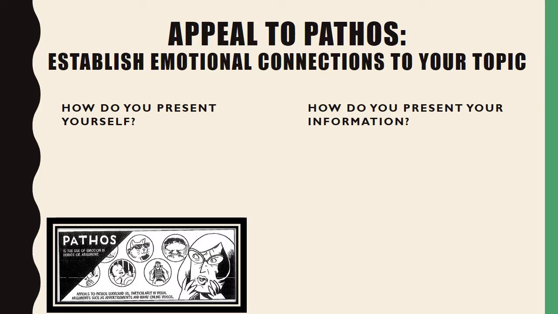Next, we want to talk about pathos, and pathos is all about establishing emotional connections to the topic. If you've established yourself as an authority, that's one thing, but it doesn't necessarily make anybody emotionally connected to your topic. So again, there's a cartoon. If you'd like to pause it and look at it, you can. But I'm going to talk about how to present yourself in ways that establish emotional connections to your topic.